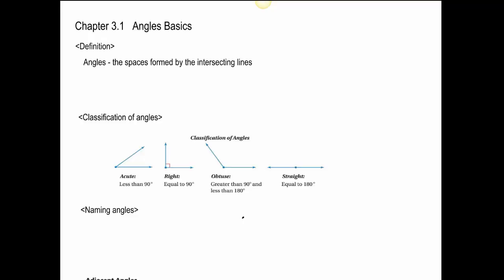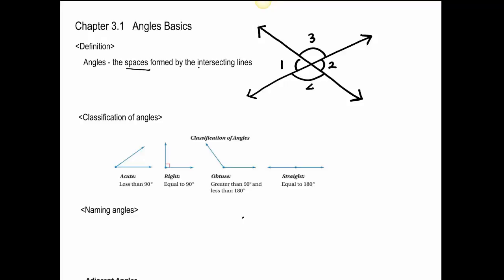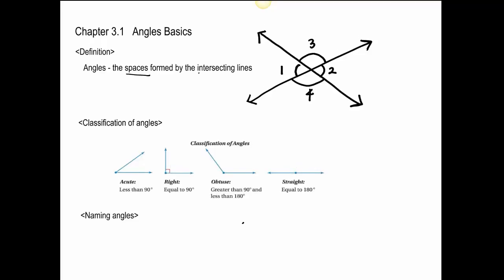Angles are the spaces formed by the intersecting lines. I'm going to show you in a drawing. Lines that cross each other are intersecting lines, and the space here creates one angle, second angle, third angle, and last, the fourth angle. So angles are created by two lines crossing each other.